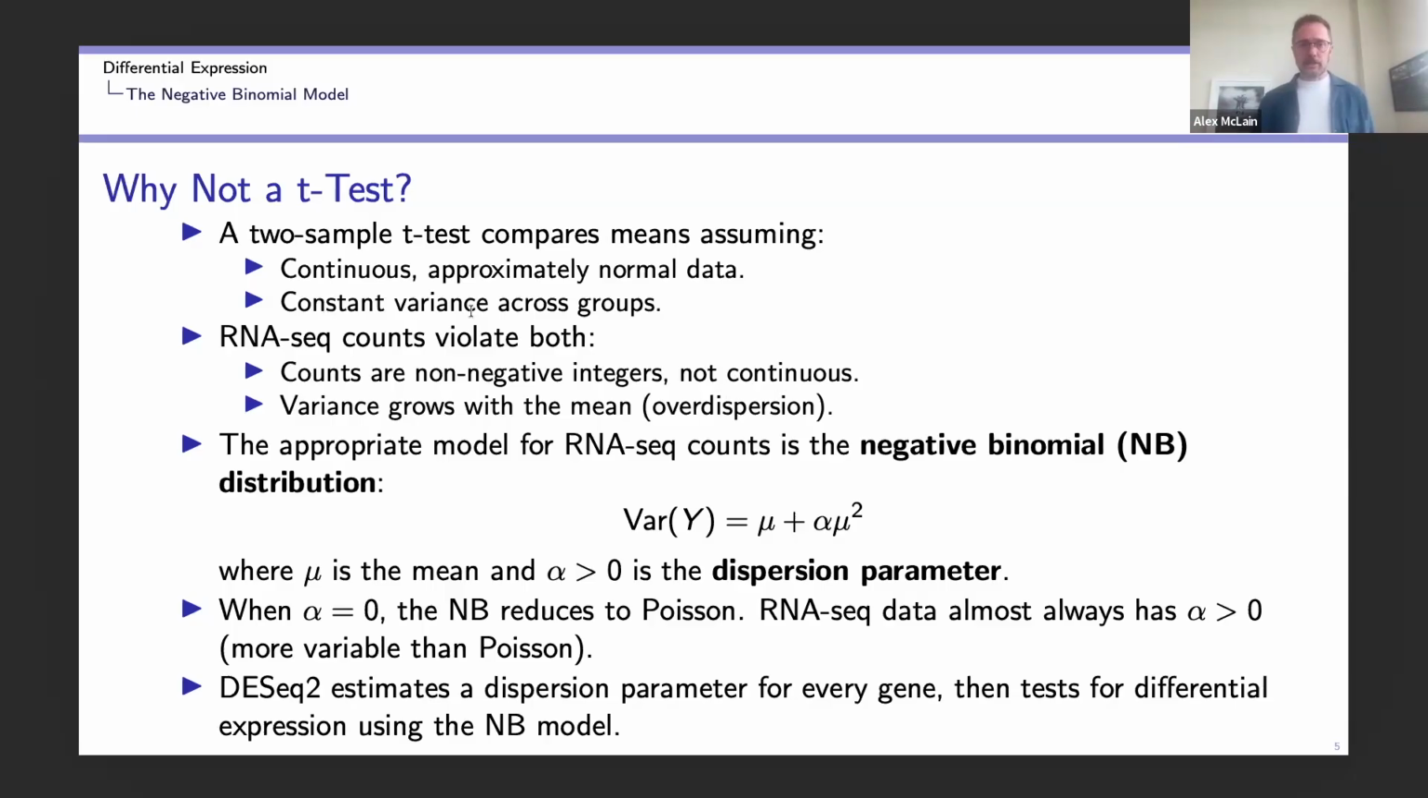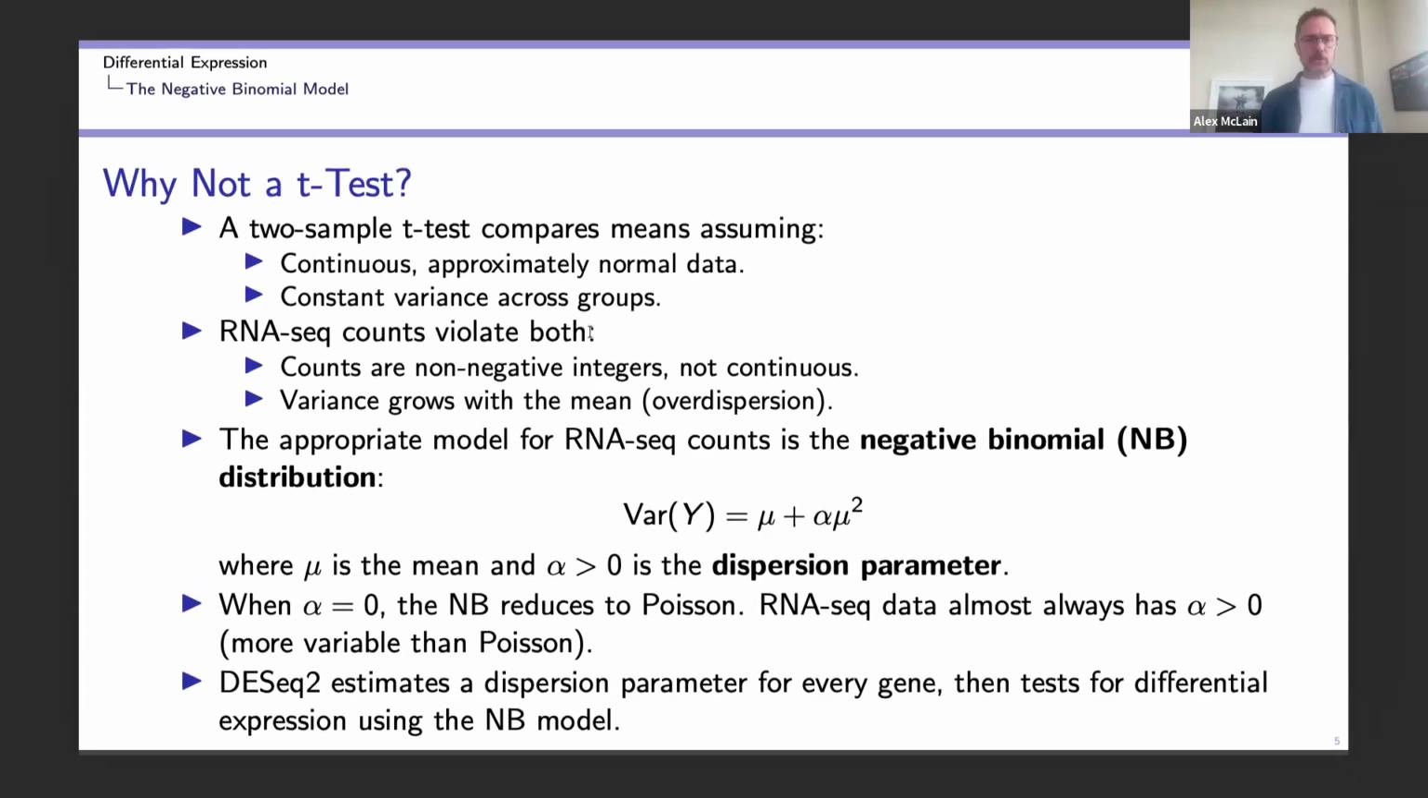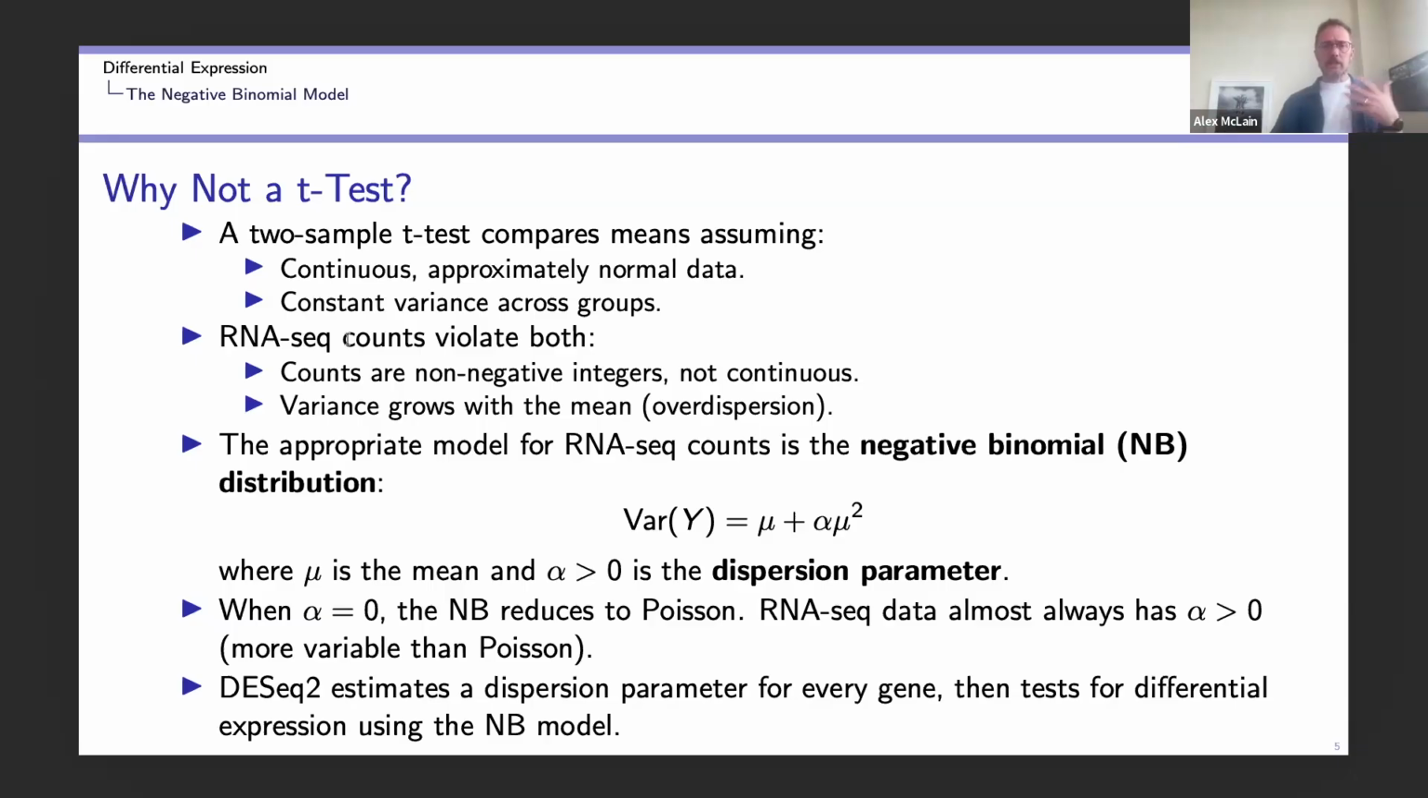Also, some t-tests, the variance will be assumed the same for both groups. That's also not going to be the same. So RNA-seq data that we're looking at, those counts are going to violate both of those assumptions. The counts are non-negative integers, so they're not continuous. There's a lot of counts at low values, so they're very right skewed, and the variance grows with the mean, which is something we'll look at in the data that we have.